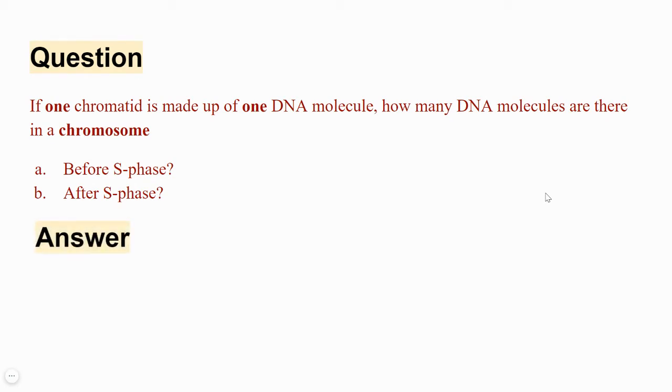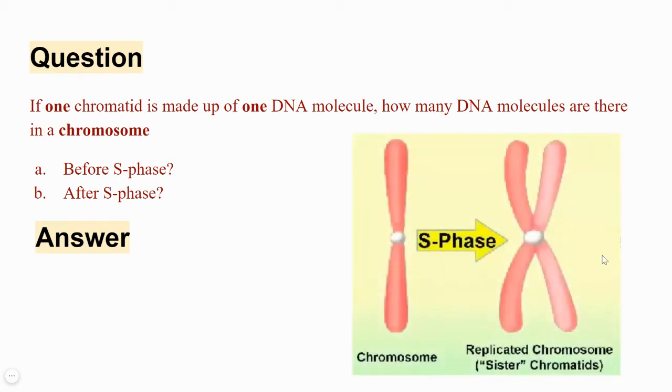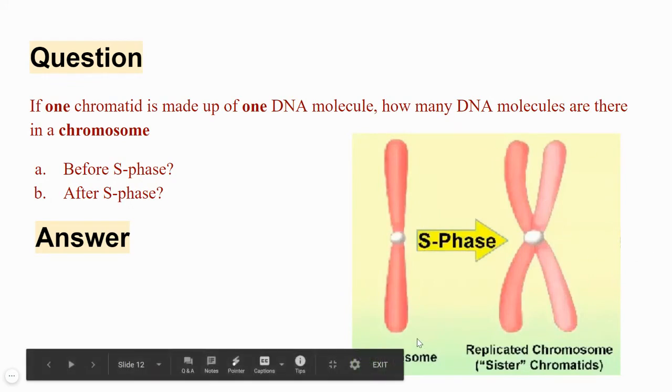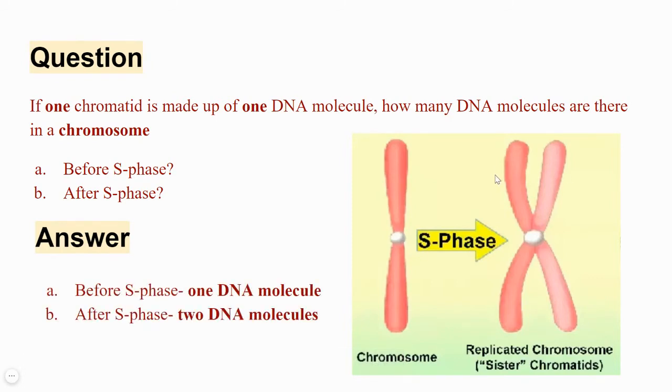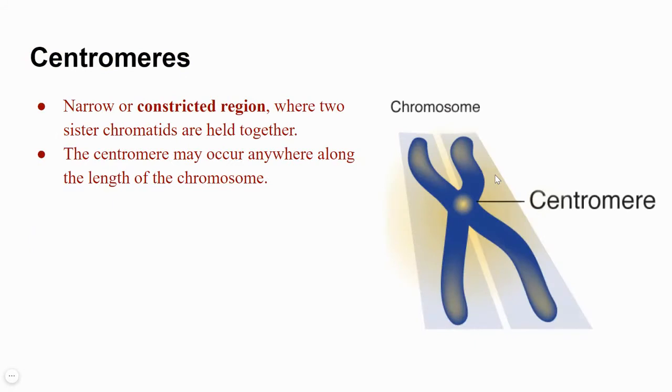So we know that at S phase our DNA duplicates into 2. So before S phase our chromosome contains only one DNA. After S phase our chromosome will contain 2 chromatids. Each chromatid is one DNA molecule because of duplication. So the answer is before S phase 1 DNA molecule, after S phase 2 DNA molecules.